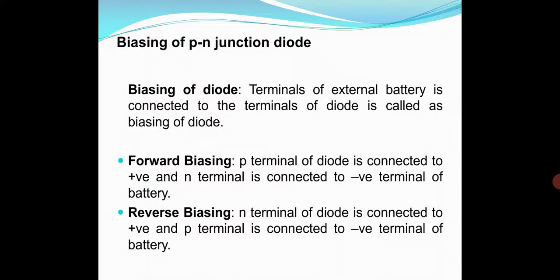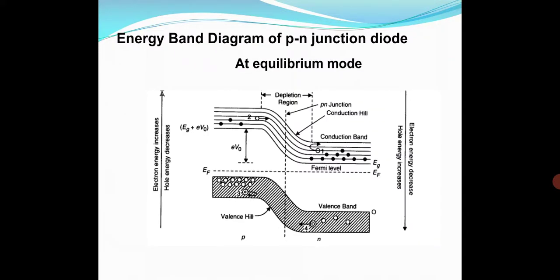Now, PN junction biasing: forward biasing and reverse biasing. When the P terminal of the diode is connected to the positive terminal and the N terminal is connected to the negative terminal of the battery, it is called forward biasing, and the reverse of this is reverse biasing. What is important for us is the distribution of the Fermi energy level in forward bias and in reverse bias.